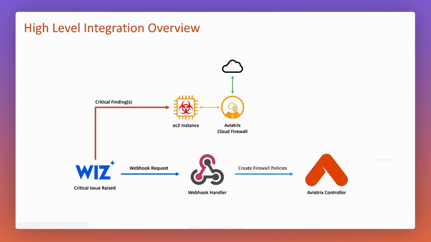The webhook handler parses the request and automatically creates security policies on the Aviatrix Controller through the API. The Aviatrix Controller pushes the policy to the Aviatrix Cloud Firewall closest to the EC2 instance. Then the controller blocks all traffic to and from the EC2 instance.